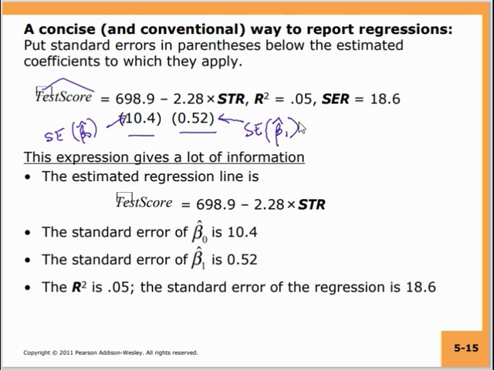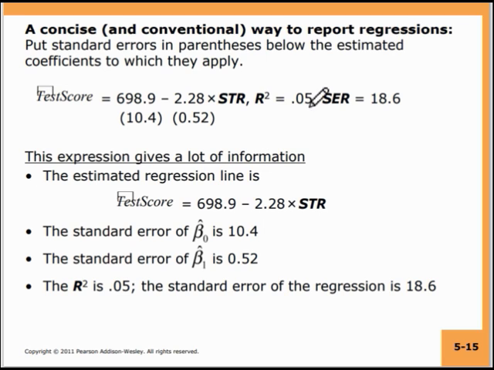So by giving these 6 numbers that you are reporting, you are basically telling your reader a lot of ideas of what your regression is like and how well your regression line fits the data, and whether there is in fact a statistically significant correlation between your test score and STR. Okay. So as we notice, this expression gives a lot of information.